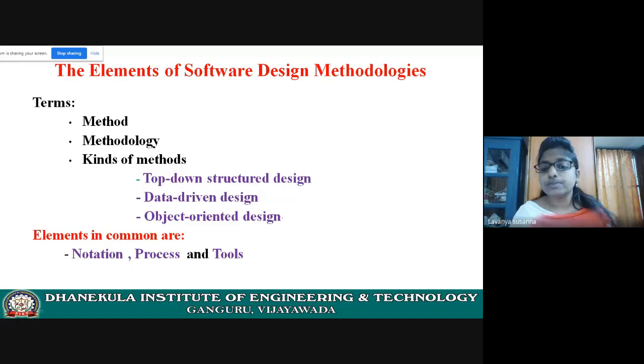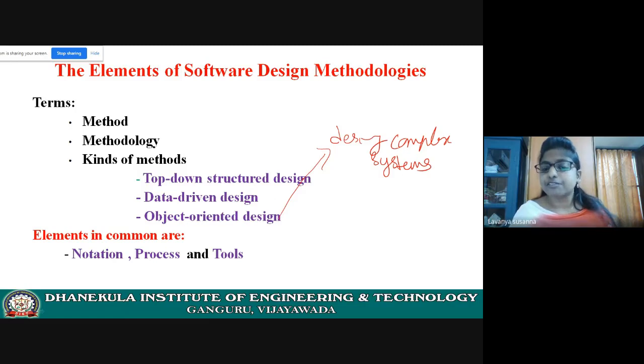Next one is object-oriented design. See here, top-down structure design will not address all the issues of a complex system. This approach, object-oriented design, is the most appropriate for designing complex systems.